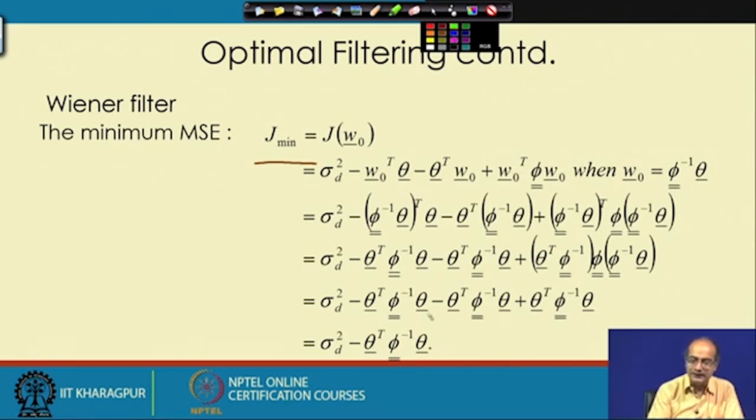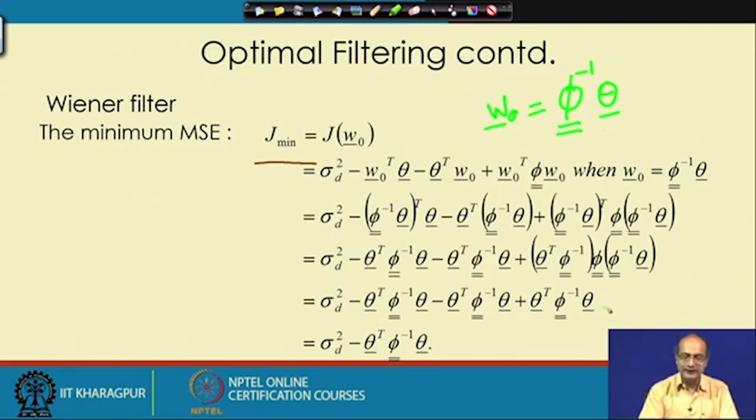This minimum error we have taken here as J min, and for that we are simply replacing the tap weight with the optimal value of the tap weight, and that is W 0, which we know is equal to phi inverse theta. So, we need to use the proper notation for that, and first we replace W with W 0.